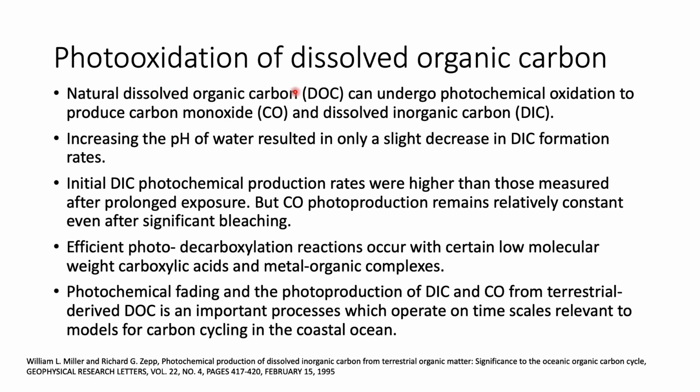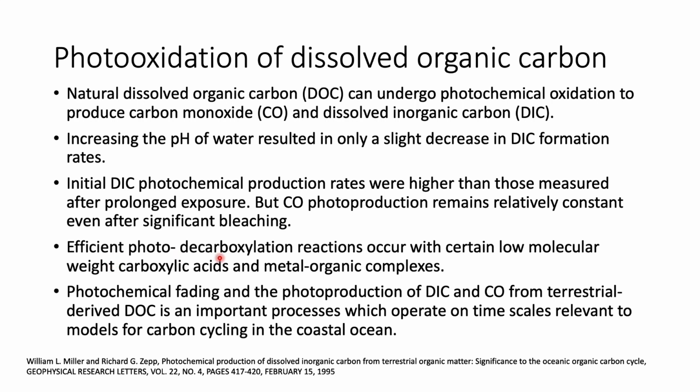And we also have the photooxidation of the dissolved organic carbon. This is a very important reaction. Here the natural dissolved organic carbon undergoes photochemical oxidation to produce carbon monoxide and dissolved inorganic carbon. So this is the chemical reaction that may be happening. This leads to increasing the pH of water, and there is a slight decrease in the dissolved inorganic carbon formation rates. Initially, the dissolved inorganic carbon photochemical production rates were much higher than those measured after prolonged exposure. So this carbon monoxide photoproduction remains relatively constant even after significant bleaching. So these are all the chemical changes that are happening.